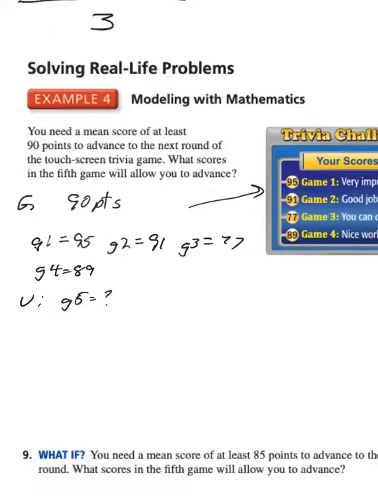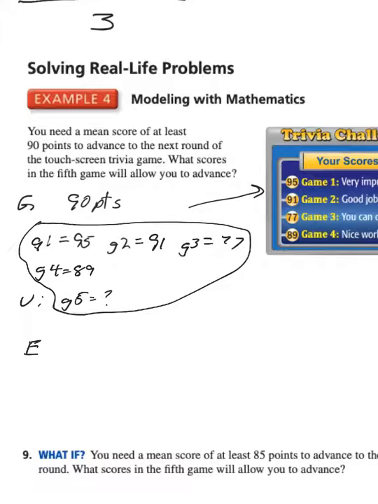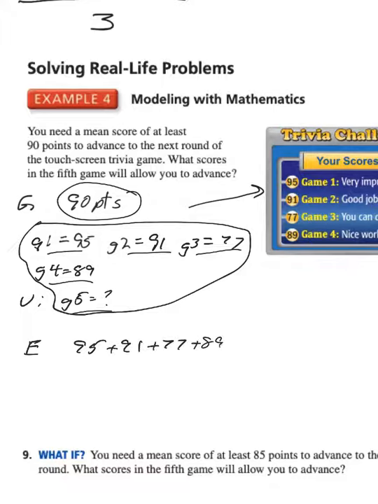So let's go ahead and figure out what the equation of this is going to be. Well, we're dealing with the mean, so what we need to do is average all these values. And if you notice, there's 1, 2, 3, 4, 5 numbers, one that we don't know, and the average has to be at least 90 points. So let's go ahead and set up the average. You've got 95 plus 91 plus 77 plus 89 plus, well, we don't know what the 5th one is going to be. Let's just call it x for now, and then we divide by 5.